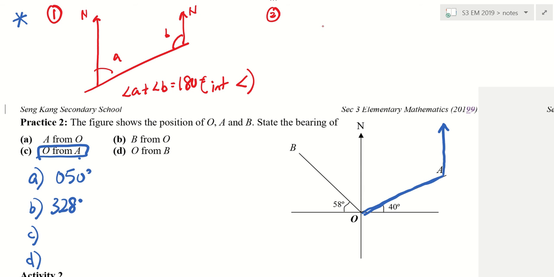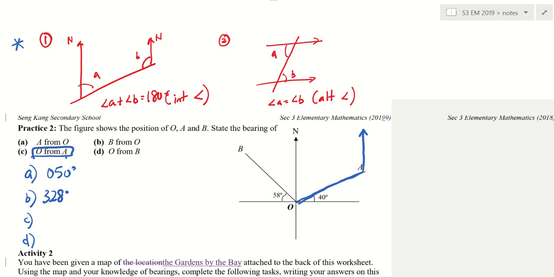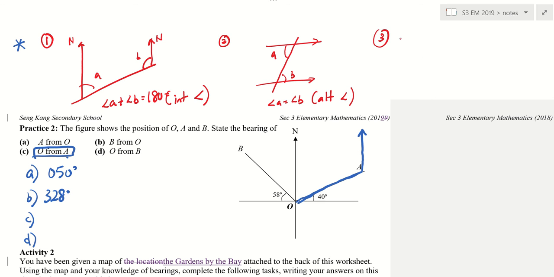Number 2, let's say I got one parallel, and this is your favorite, right? And I say this angle A and angle B is the same. What is the reason? Alternate angle. Is that okay? Now, third one, let's do corresponding then.